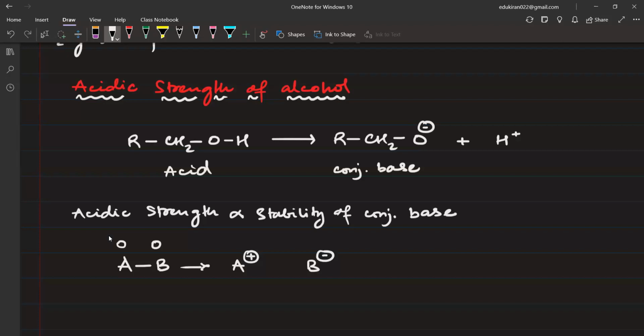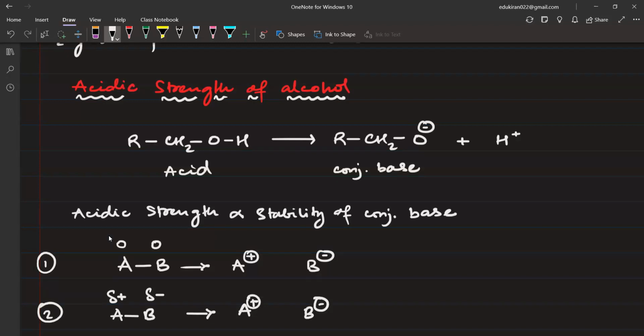This is one scenario. Another scenario is we have AB. Now here A has delta positive charge and B has some delta negative charge. And I want to break it into A plus and B negative. Now tell me, in the first case will it be easier, or in the second case?